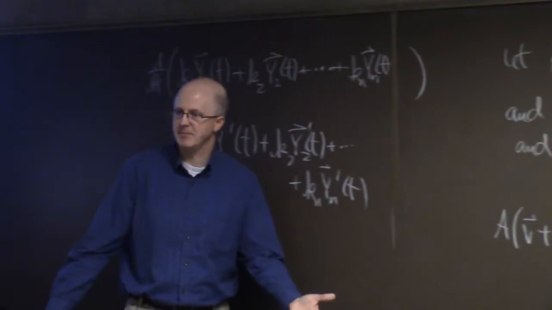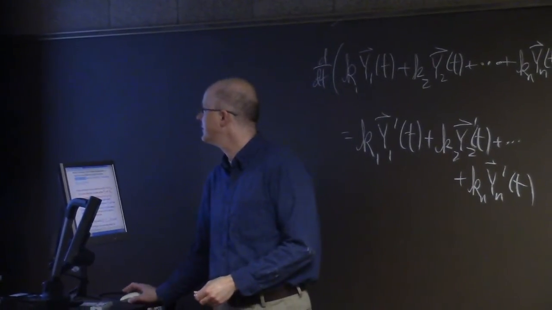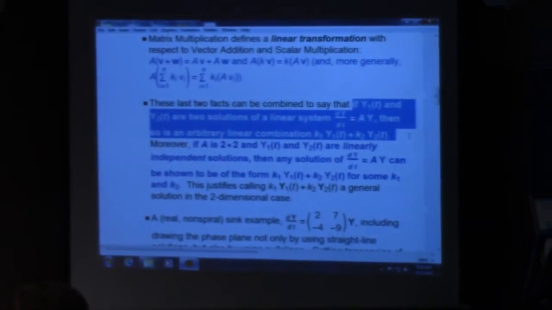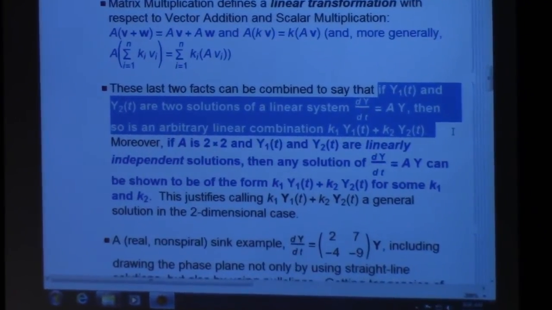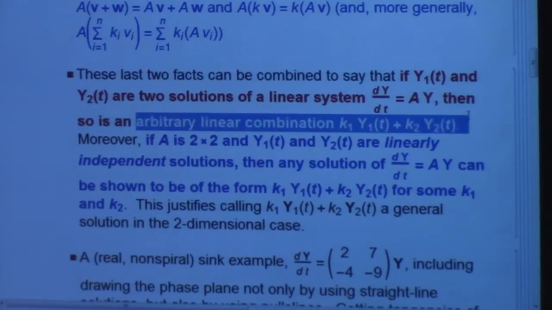Okay, so that's an example of something you should be able to do. You should also be able to do the proof of this fact, which uses what we just proved. If y1 and y2 are two solutions of a linear system, dy/dt equals A times y, then so is an arbitrary linear combination. How would you prove something like that? Again, I won't take the time to write sentences for time's sake here.